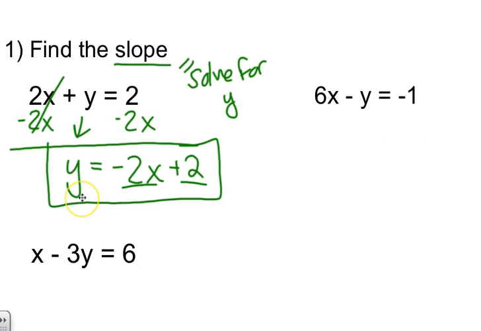Okay, and so that would be your answer for the first one. So I've solved for y, I've gotten y by itself, I've gone from standard form to slope-intercept form. Okay, now that was an easy one because they were all pretty much positive. It gets harder when there are negative numbers just because you can make more mistakes.